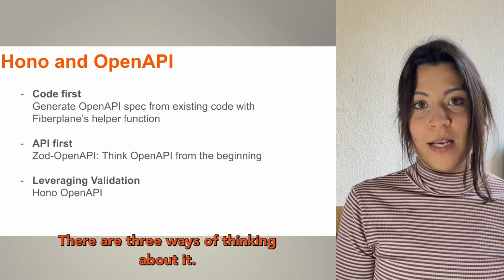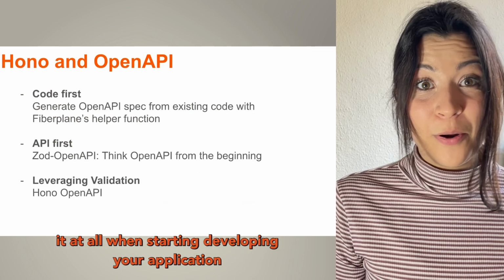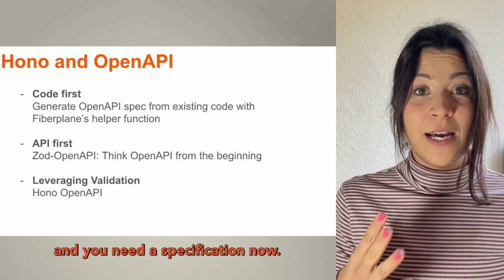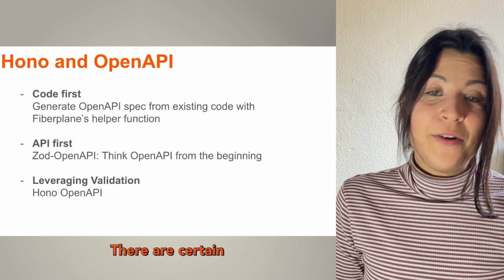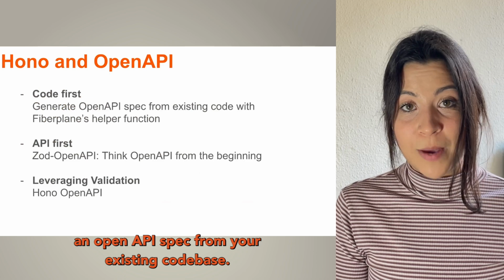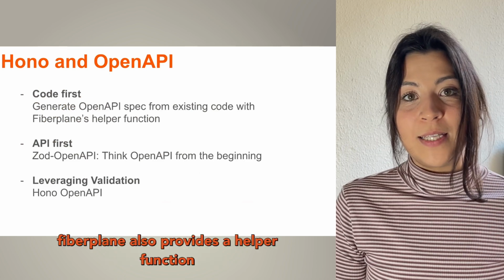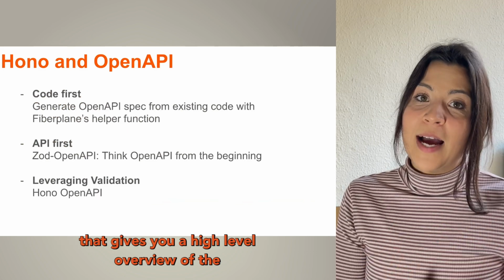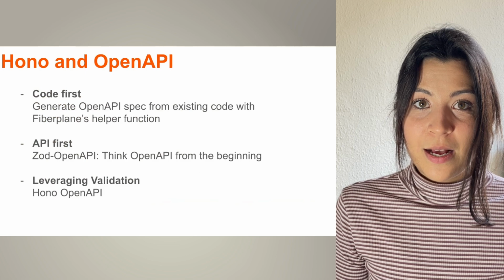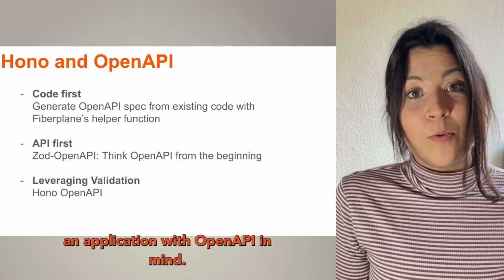Okay, how do I get this in Hono? There are three ways of thinking about it. The first one is you haven't thought about it at all when starting developing your application and you already have an existing code base and you need a specification now. There are certain tools out there that help you to generate an OpenAPI spec from your existing code base. For example, Fiberplane also provides a helper function that gives you a high-level overview of the code that you have written already in OpenAPI.